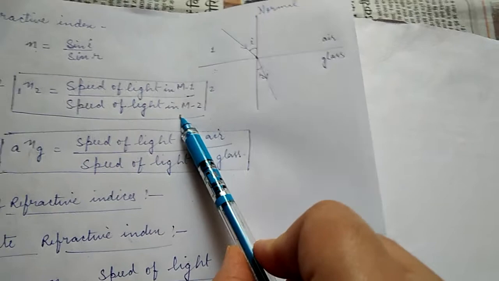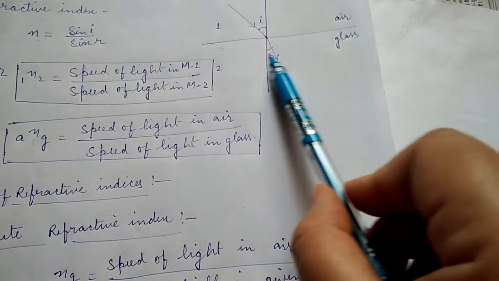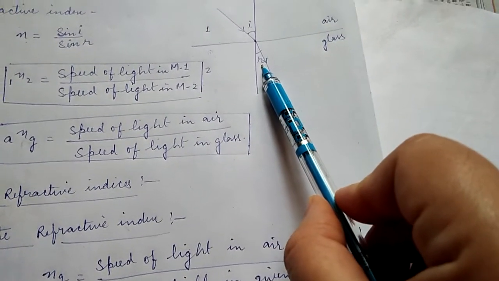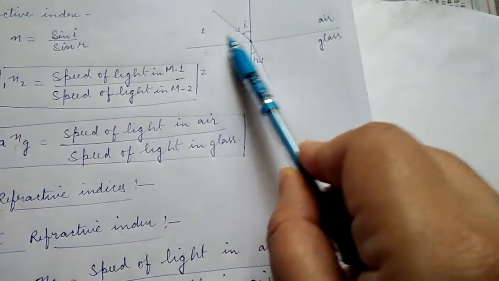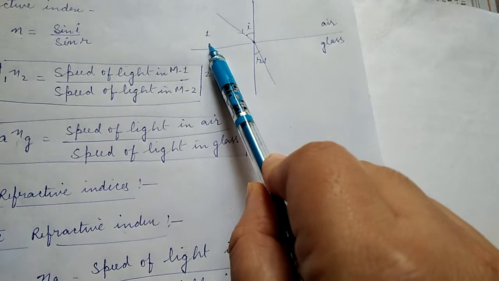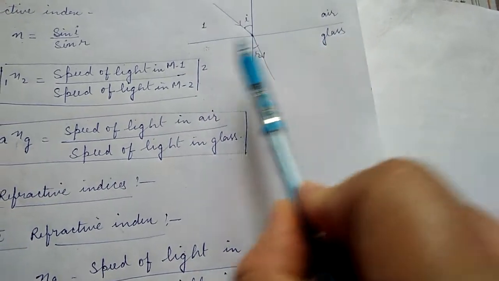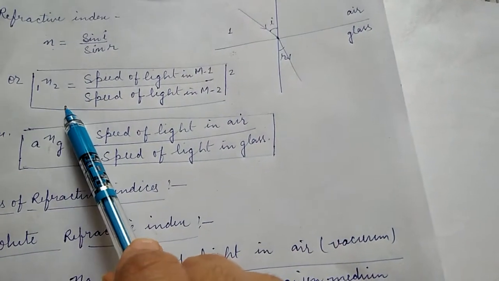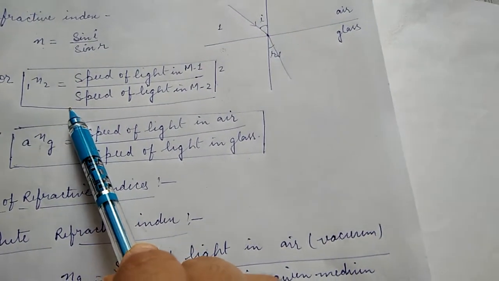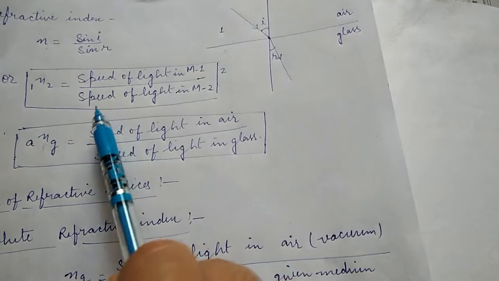So when we are finding the refractive index of a given medium, that will always be with respect to the other medium, such as here. Here this air is considered as medium 1 and glass is considered as medium 2. So here the refractive index will be equal to the ratio of speed of light in medium 1 to speed of light in medium 2.